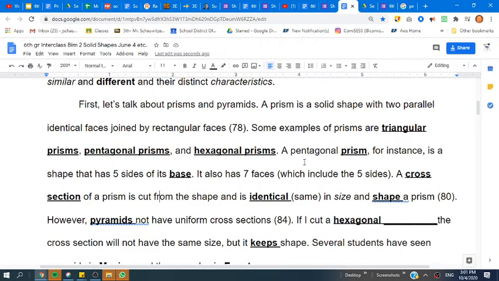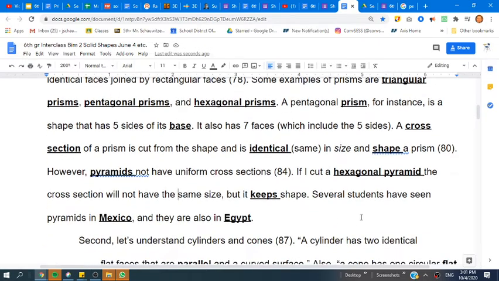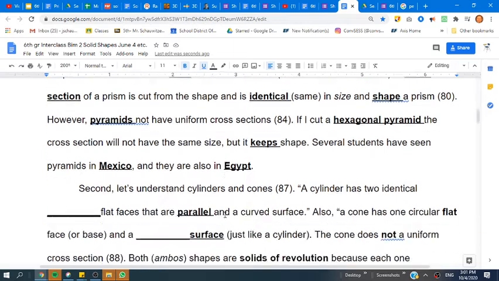All right, let me go back to where we were at before. It says that a cross-section of a prism is cut from the shape and is identical in size and shape of a prism. However, pyramids do not have uniform cross-sections. If I cut a hexagonal pyramid, the cross-section will not have the same size, but it keeps its shape. Several students have seen pyramids and other shapes in Mexico and in Egypt. Okay, so make sure you understand the difference between a pyramid and a prism. They are different. Okay, let's go to the next paragraph.